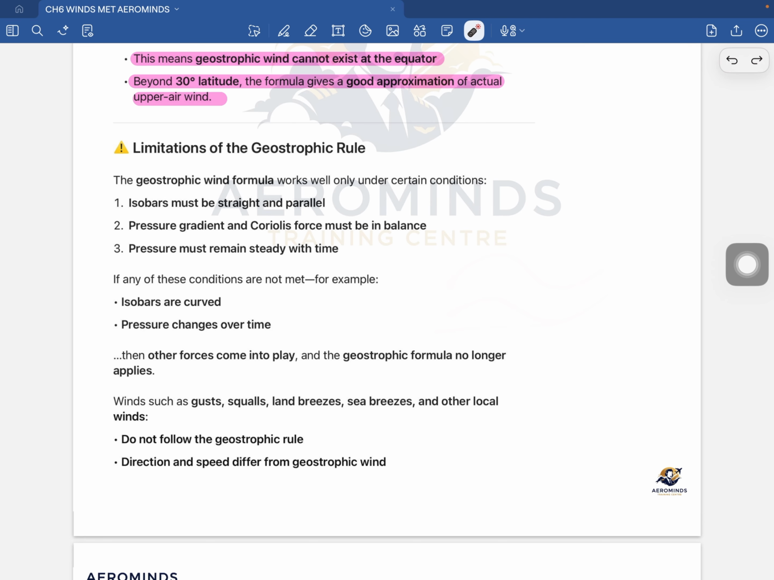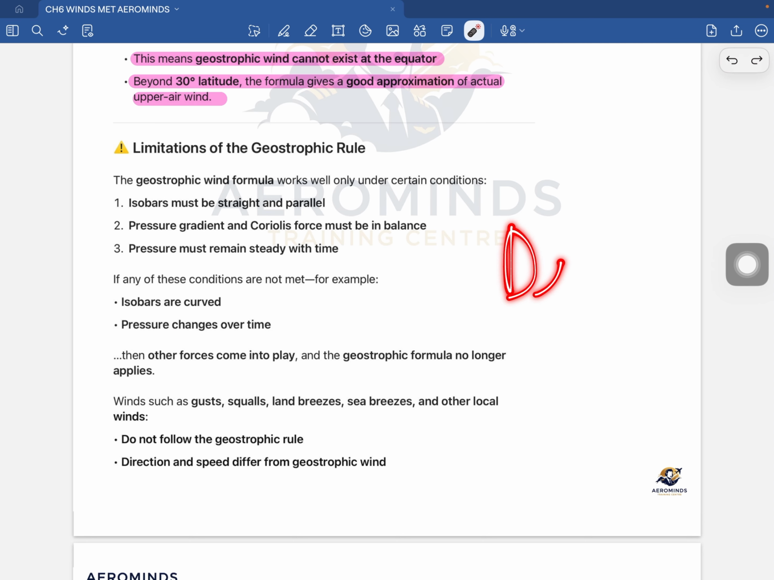Okay, so now, if any of the conditions are not met, for example, the isobars are curved, another force appears because the wind is not moving along a straight path. Okay, if the pressure is changing with time, the wind speed and the direction will adjust continuously. This is why winds like gusts, squalls, land breeze, sea breeze, mountain winds, valley winds, and also local winds, they do not follow any geostrophic rule.